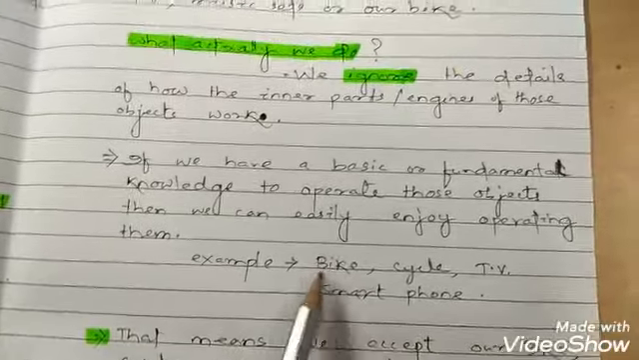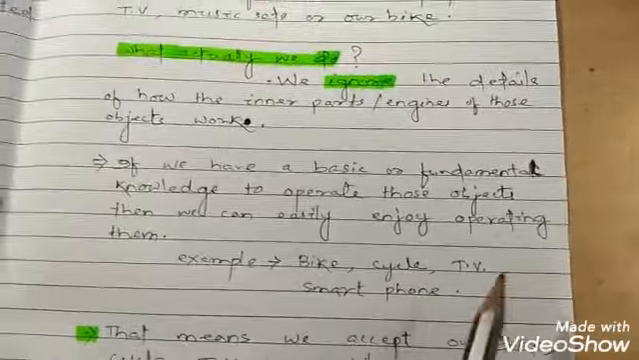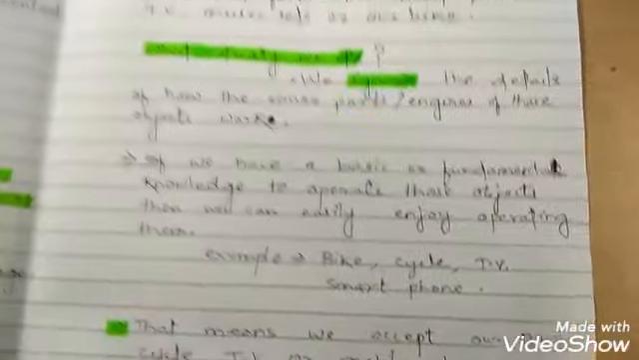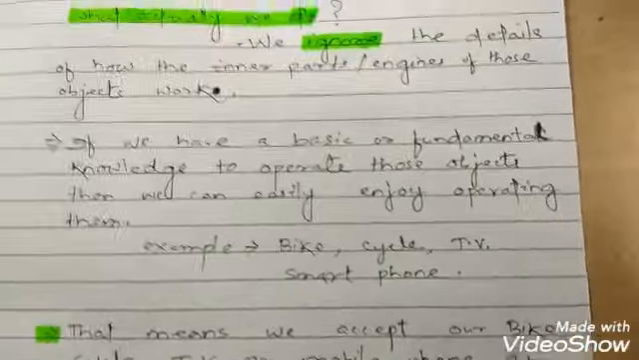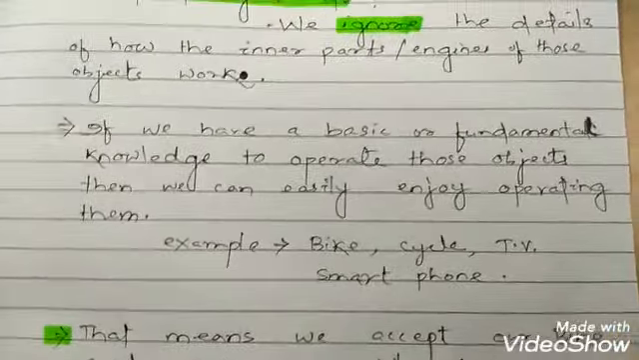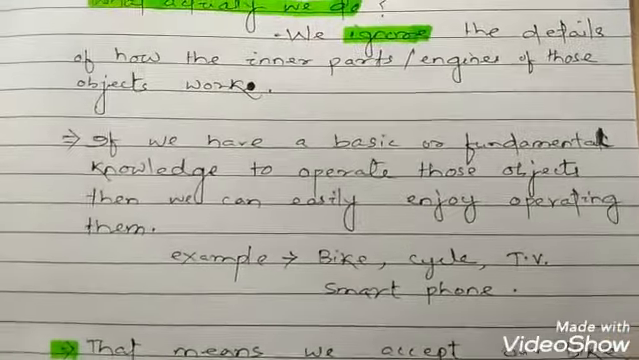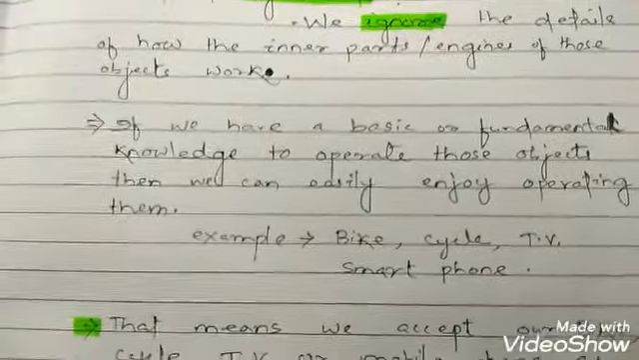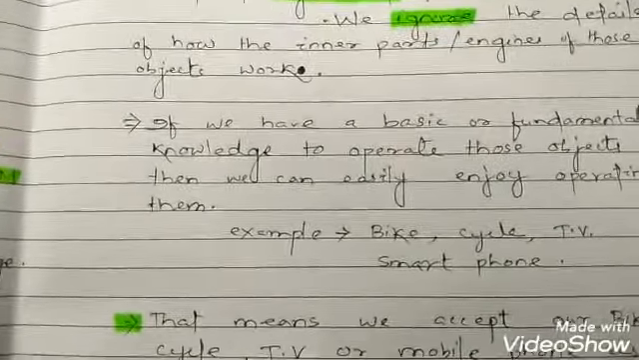But remember, your bike or your cycle or your TV or your smartphone is not a single unit. It has thousands of parts. But how do you accept them? You accept them as a single unit or a single object. And that is what we call abstraction.